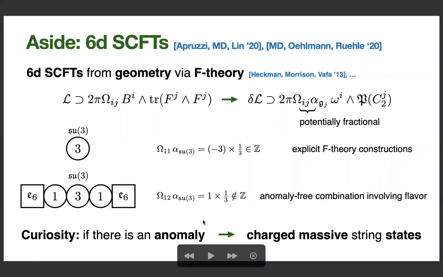And yes, Miguel. Can I ask quickly? So you say if there's an anomaly, there are charged massive states, but this is not a two-way street, right? So you could also have a situation where you have a gauge group with a center one-form symmetry which is not anomalous and it's still broken. Does that actually happen in F-theory?